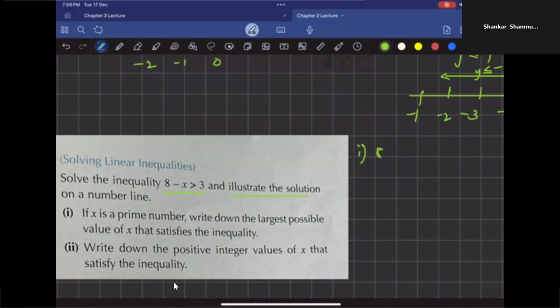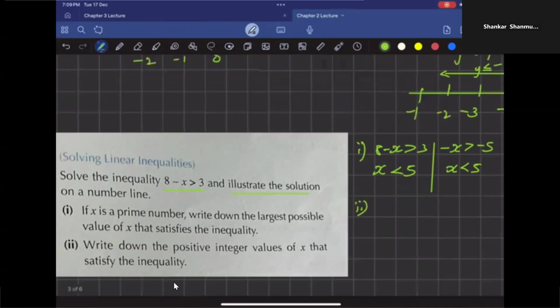So 8 minus x more than 3. So if you bring the x over, you get x, and then you bring the 3 over, less than 5. Okay? Alternatively, you can bring the constant over, you get minus x is more than minus 5. Then you multiply by negative. So when you multiply by negative, remember the sign changes. Okay? You get the same answer. Then you've got to draw this on a number line. So I believe you should be able to do that part by now.